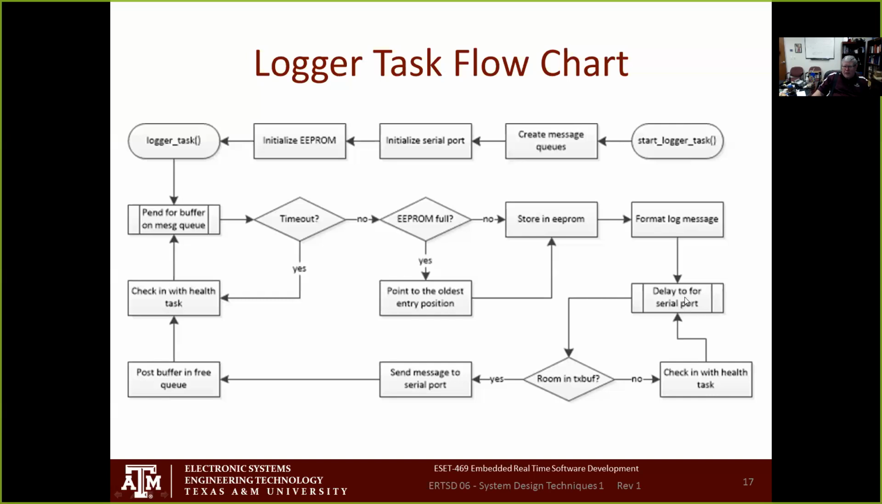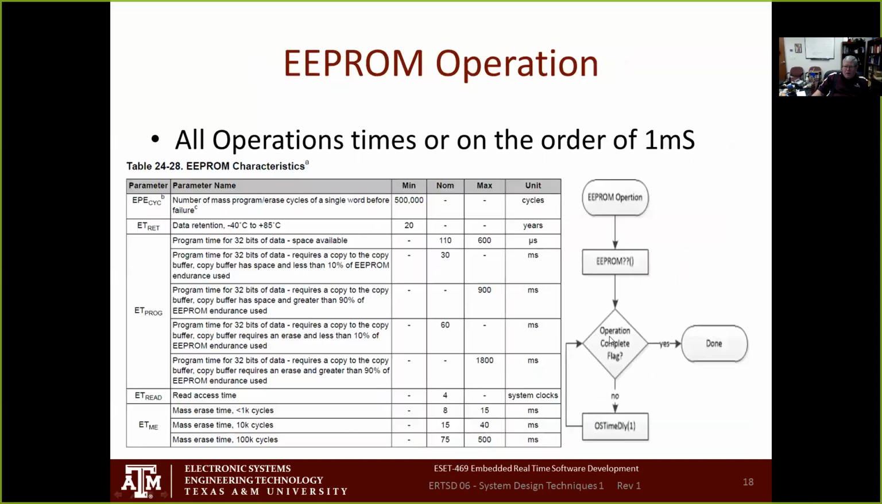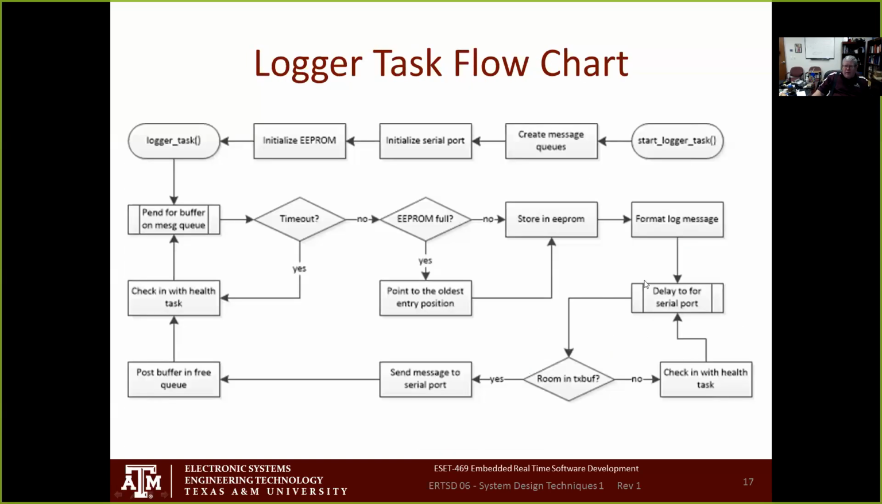So we're just going to be checking. Room in the transmit buffer, we're just going to ask if the transmit buffer is full, and if it's not, we're going to do this. So we're going to go ahead and make the decision to pause here if that is the case, until there's room in the transmit buffer for us to send the message. Then we're going to send the message to the serial port. We're going to post the buffer that we just finished using back in the free queue. We're going to check in with the health task, and we're going to pend again.